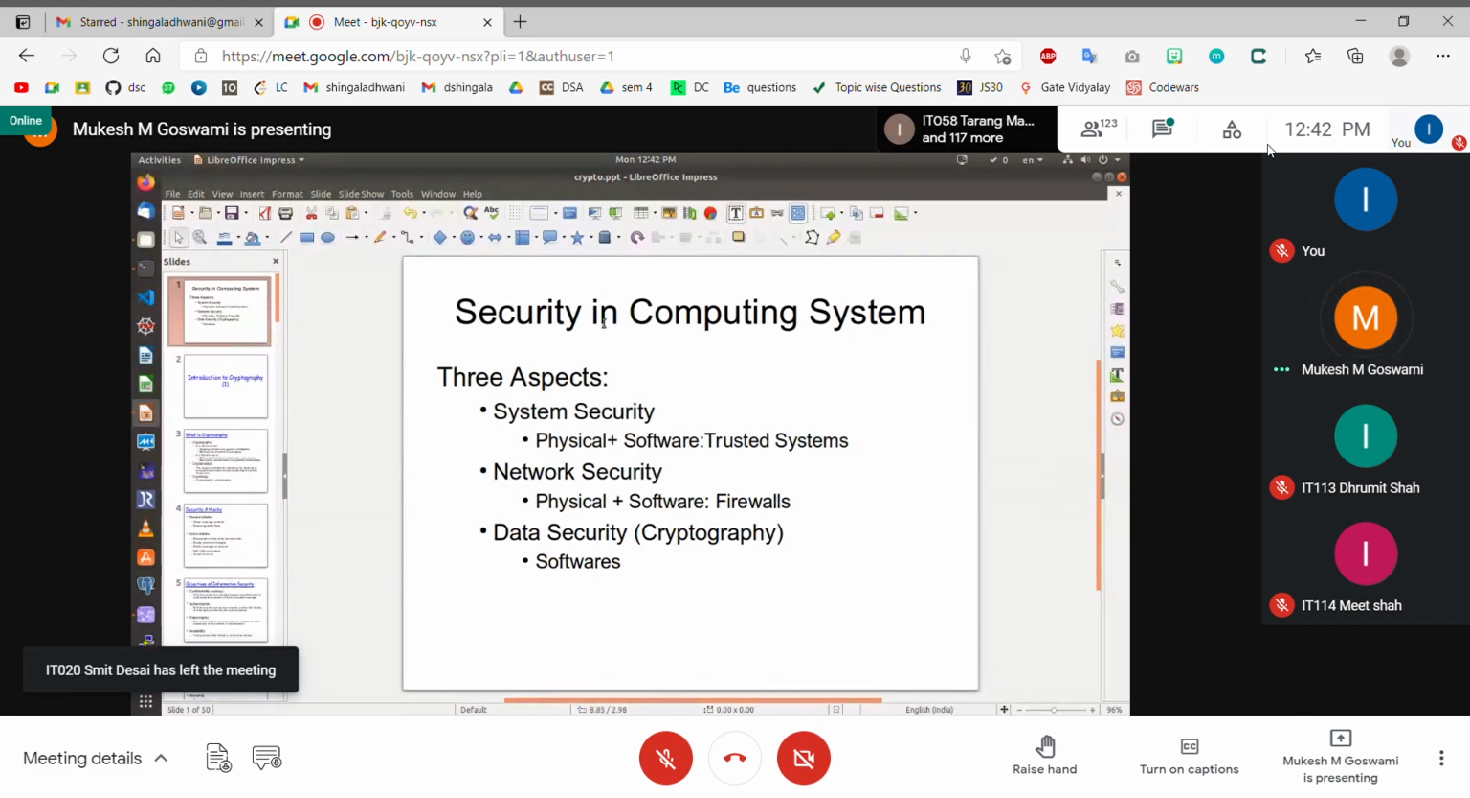Okay. So what do you mean by security in a computing system? When I talk about security in a computing system, there are basically 3 different aspects. You might have heard these terms before. The first is referred to as system security, the second aspect is network security, and the third aspect is data security.